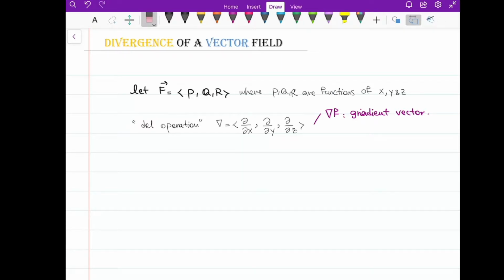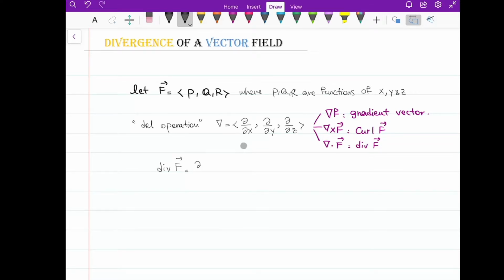If we have del cross product with the vector field, we get the curl of the vector field. And then if del has the dot product with the vector field F, this is called divergence. We show it by that. Okay, so div F, which is divergence of F, would be partial derivative.